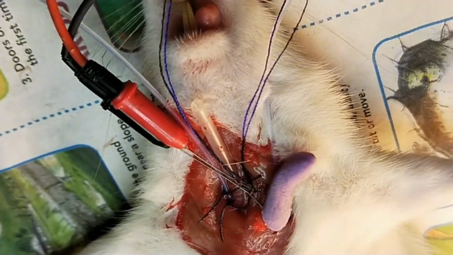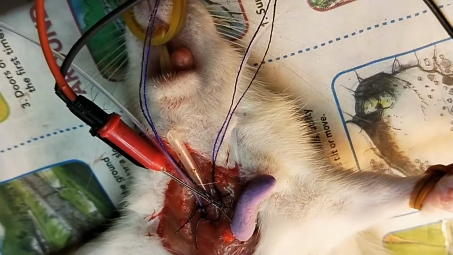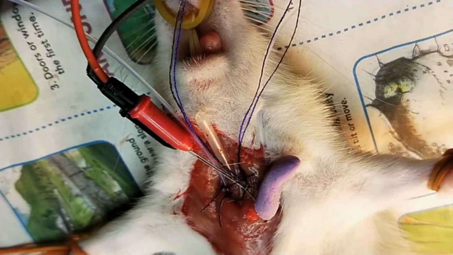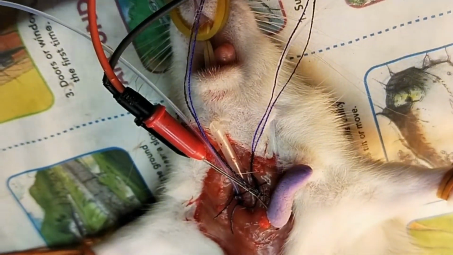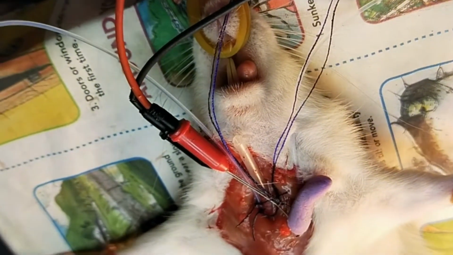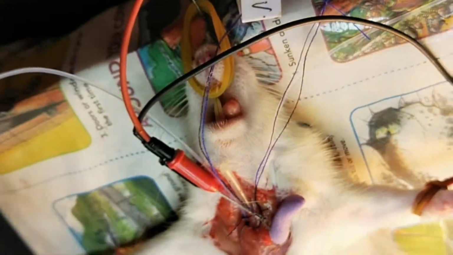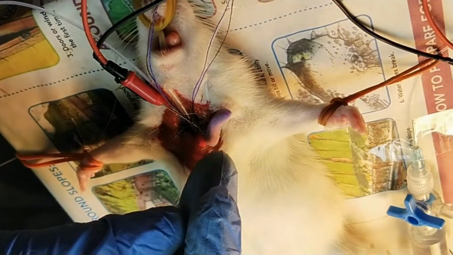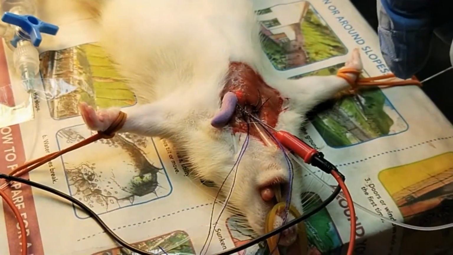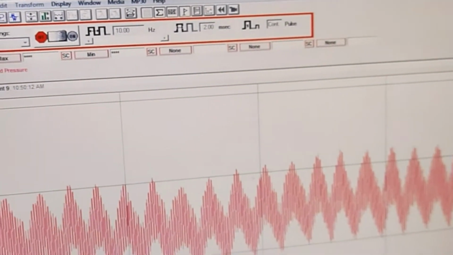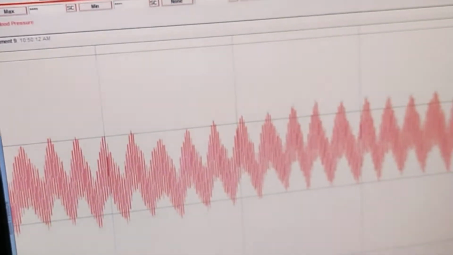So now we're going to proceed with the second part, which is the effect of vagal nerve stimulation using electrical stimulation. Here we already placed the two electrodes underneath the vagus nerve, and we already have the plasticine here at the end part of the electrode. What you need to do is stimulate the vagus nerve for 10 seconds and see whether there are any changes in blood pressure.